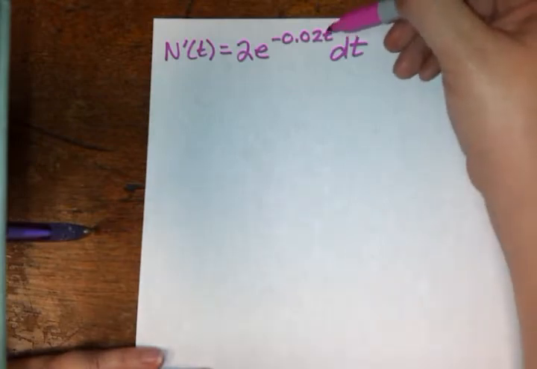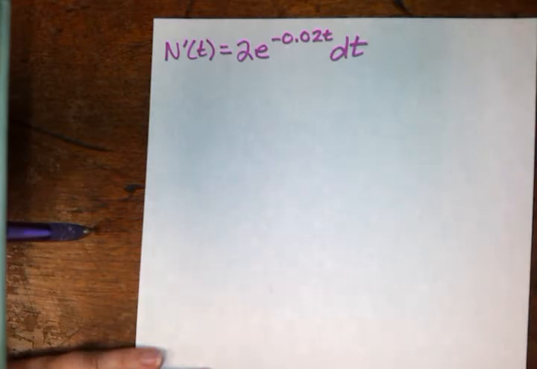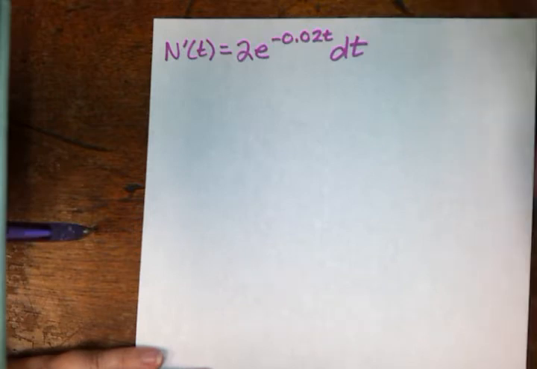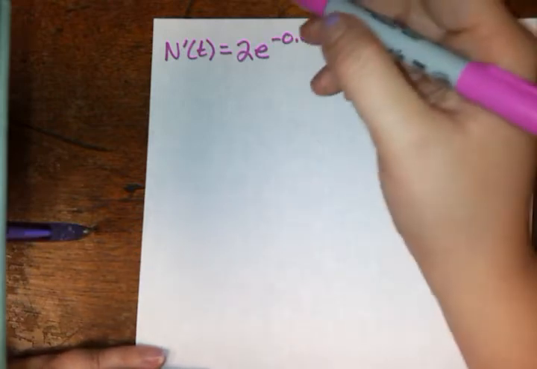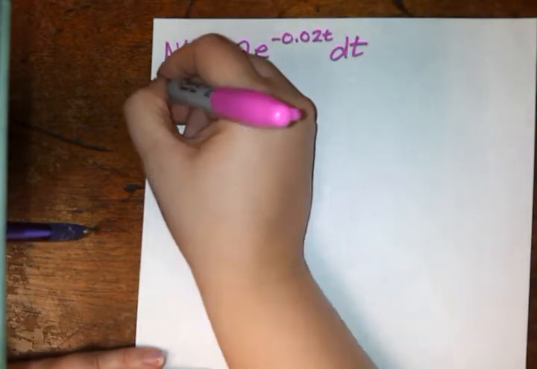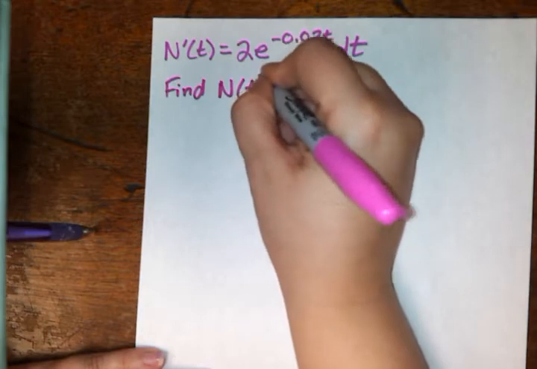So, you know, after 4 weeks, you'd plug in a 4. After 10 weeks, you'd plug in a 10. At the beginning of it, before it started, you would plug in a 0, which is going to come in handy later. But right now, giving us this derivative, they're asking us to find n of t. Okay?